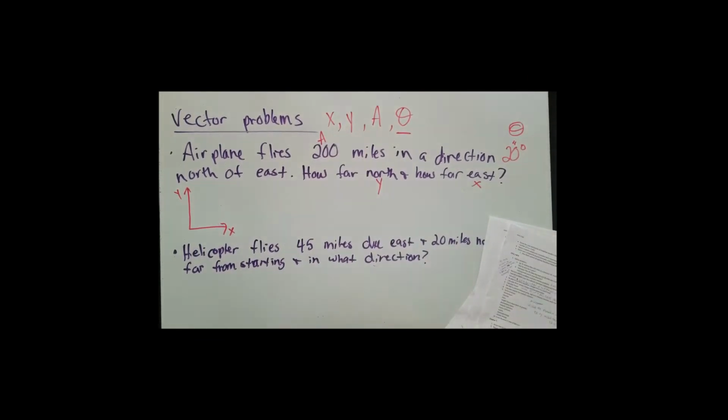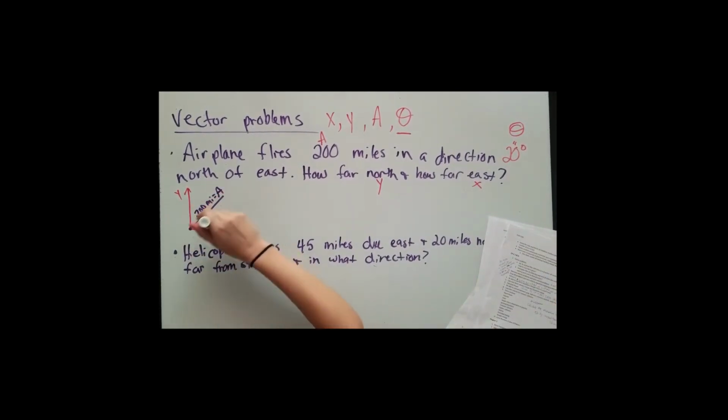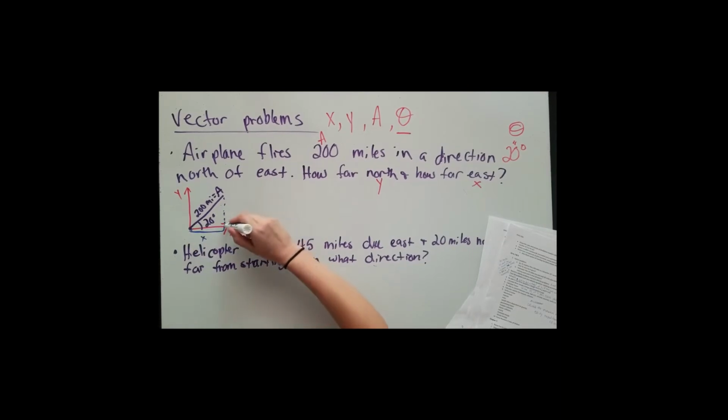I can draw a quick picture of this as well. The airplane's starting at the origin and it's traveling 200 miles. That's my a. The angle, my theta, is this angle right here, and that's going to be 20 degrees. What it's asking me to solve for is the x distance. If I follow this down, what is this distance here? And then my y distance, this distance here.